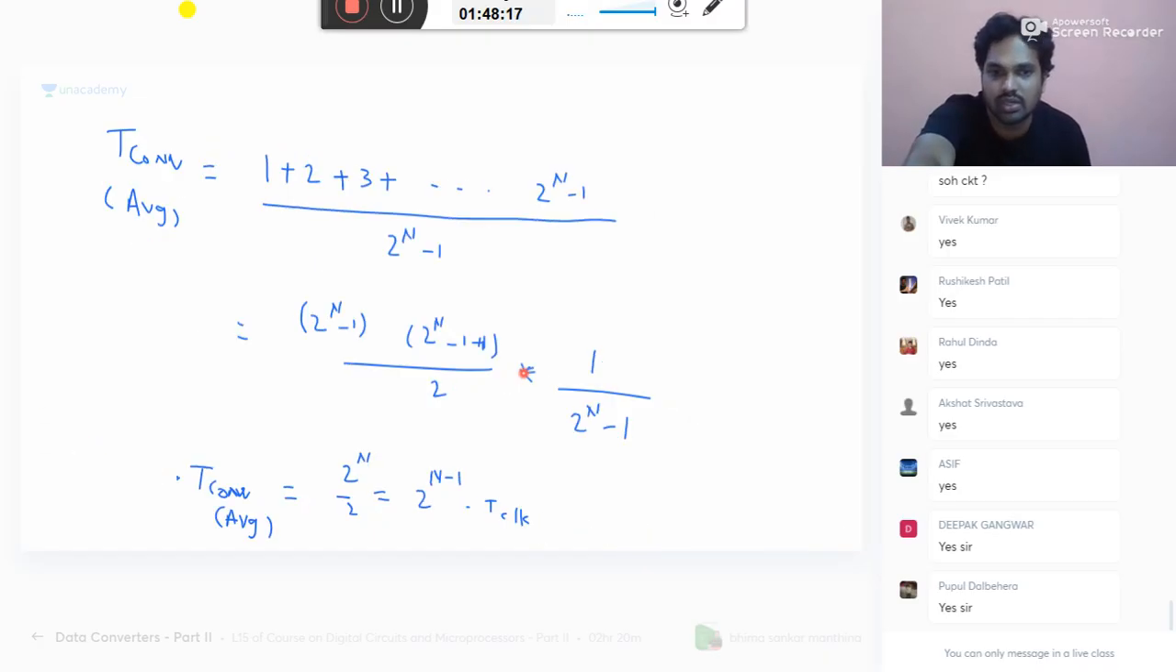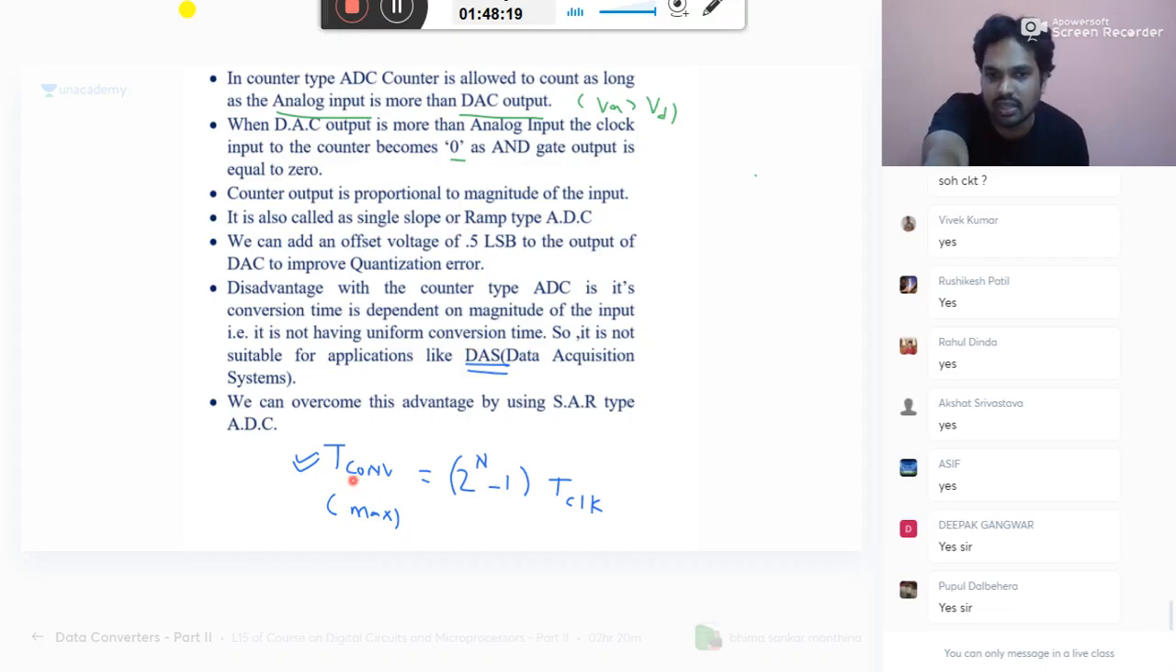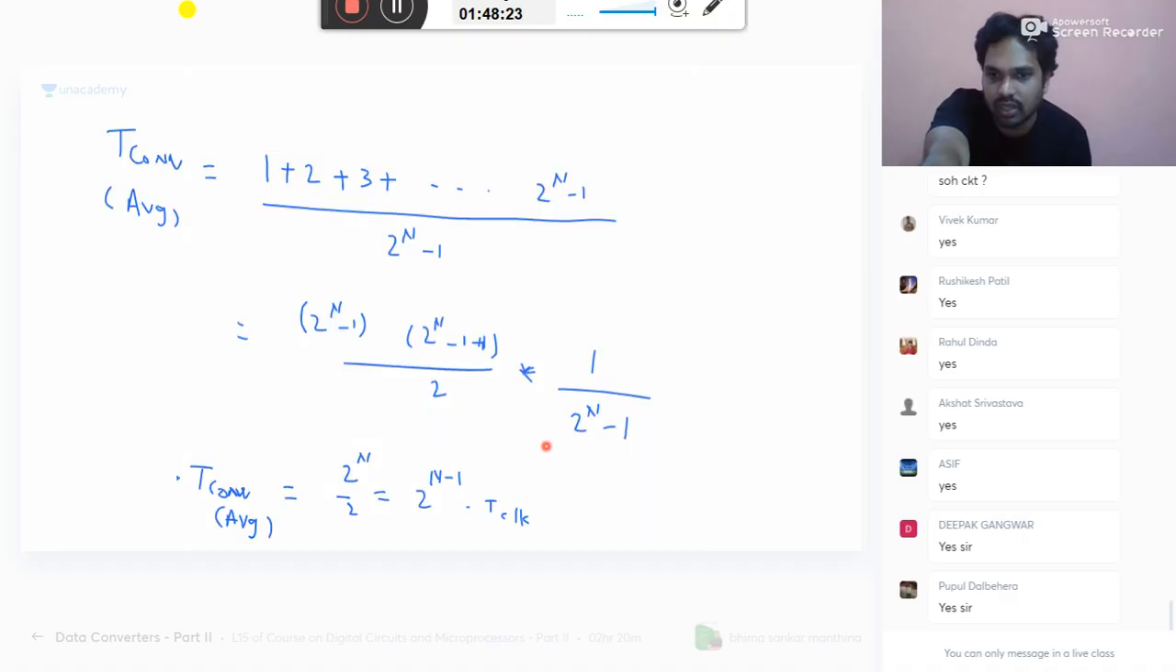So the conversion time here is maximum, which we generally say is 2 power n minus 1. If you take the average, that is one for the first signal, 2 time periods for the second signal, 3 time periods for the third. Considering all possibilities by number of samples, n into n plus 1 by 2 into this value will give you 2 power n by 2 as the average conversion time.